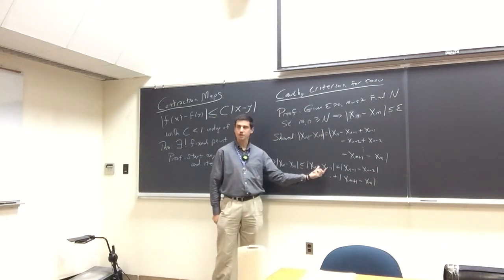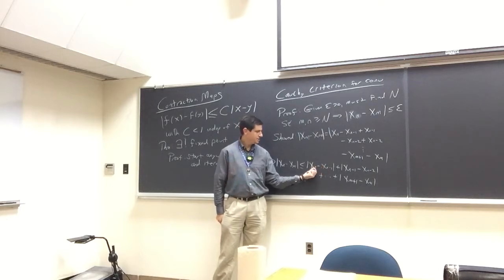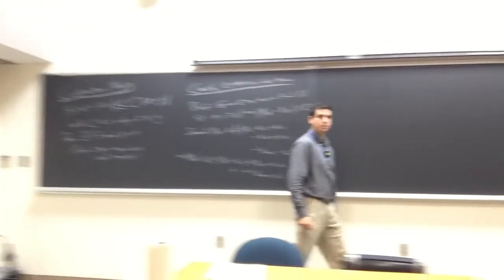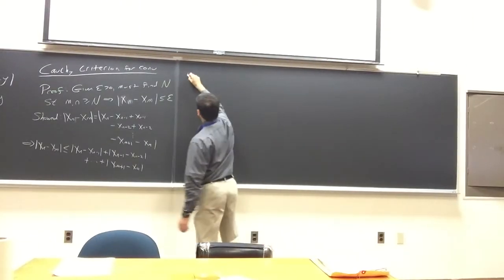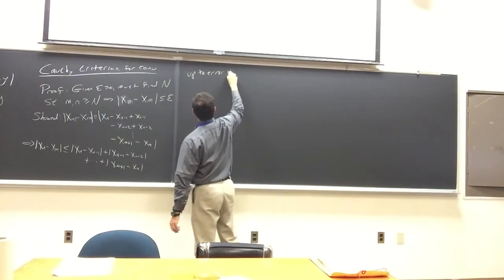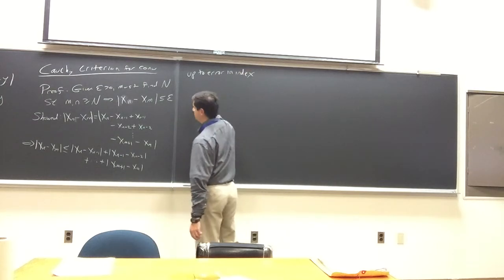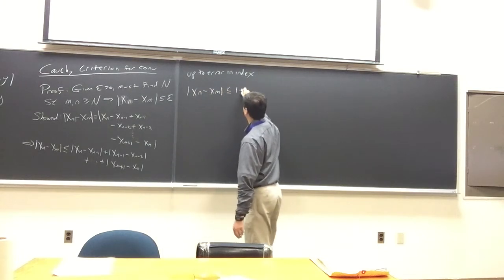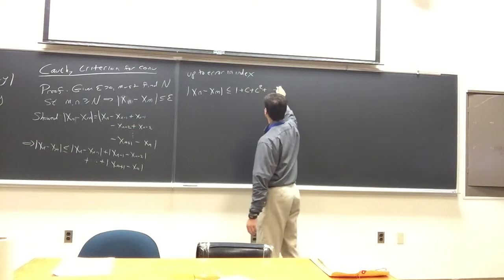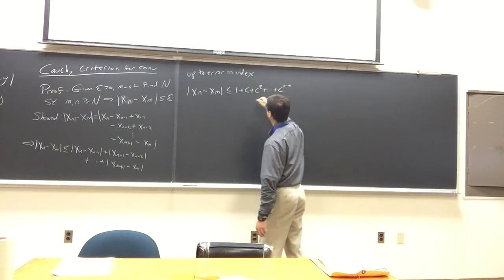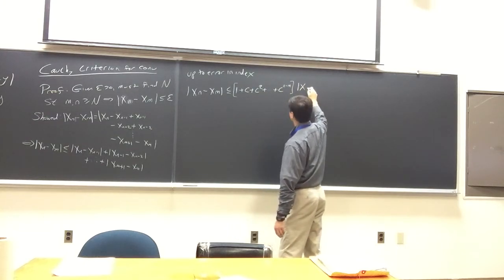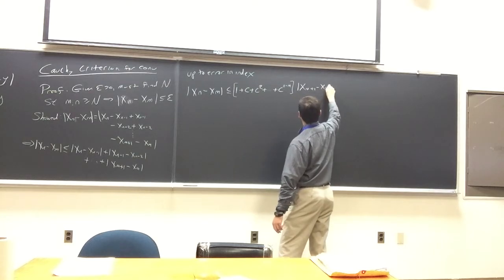And then what we did is we used the contraction map, that this is the same as |f(x_{n-1}) - f(x_{n-2})|. So it'll be less than or equal to c, and it keeps propagating down. I'll let you do the details of the algebra, but after some work, up to an error in index, we will get something like |x_n - x_m| is less than or equal to (1 + c + c squared + ... + c to the n minus m) times |x_{m+1} - x_m|.